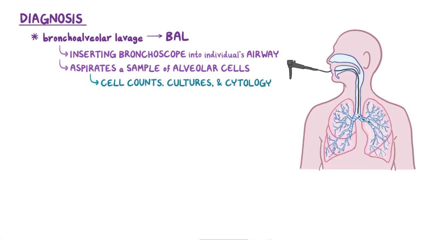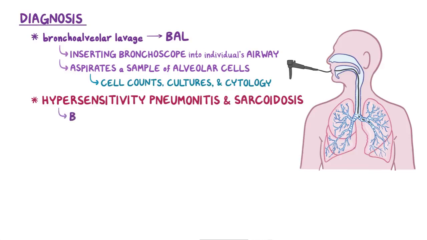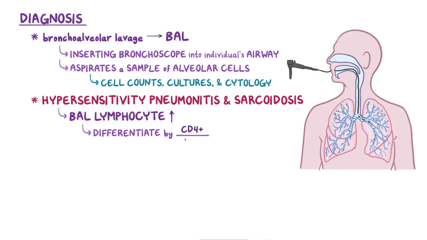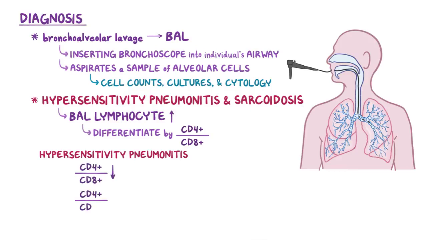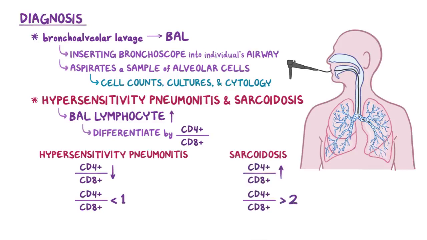Now, when it comes to DPLDs, BAL can be useful to look at the cell count. For example, in both hypersensitivity pneumonitis and sarcoidosis, the BAL lymphocyte count is elevated. These two can be differentiated from each other by looking at the ratio of CD4 positive lymphocytes to CD8 positive lymphocytes. In hypersensitivity pneumonitis, this ratio is decreased and is usually less than 1. On the other hand, the ratio is increased in sarcoidosis, usually being more than 2.